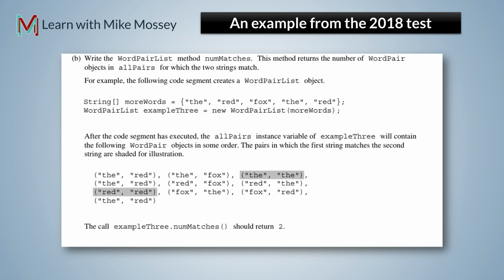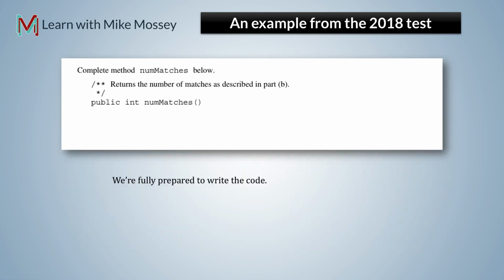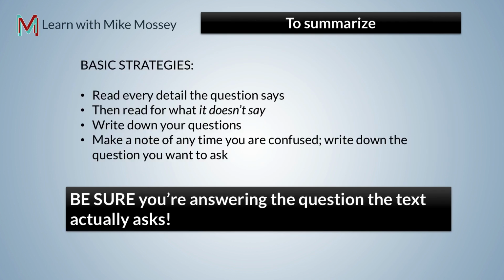That's great. Here's the class information for this question. Again, trust me, there is no new information here. And here's where you complete the method numMatches. At this point, we're fully prepared to write the code. We've skimmed it. We've noticed details. We've written down our questions. And now we're in a better position to write the code.